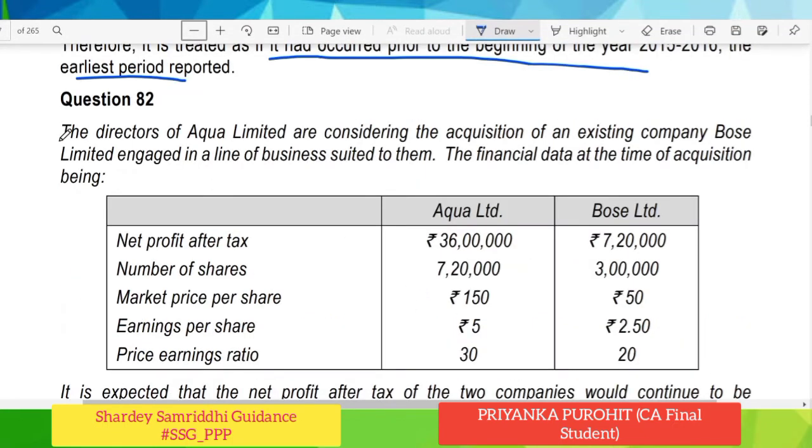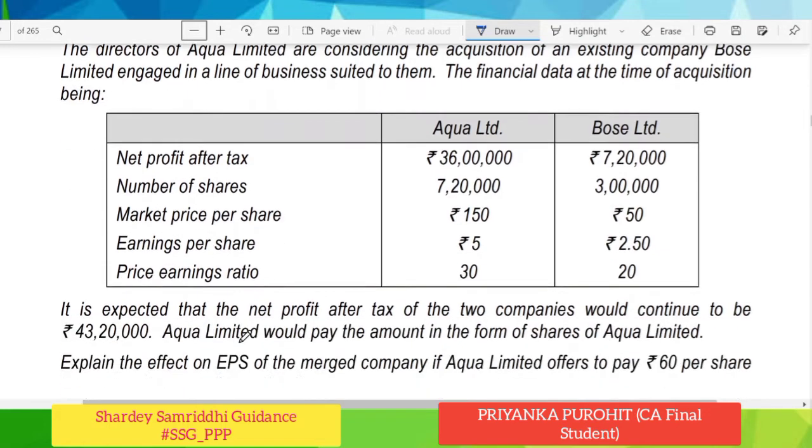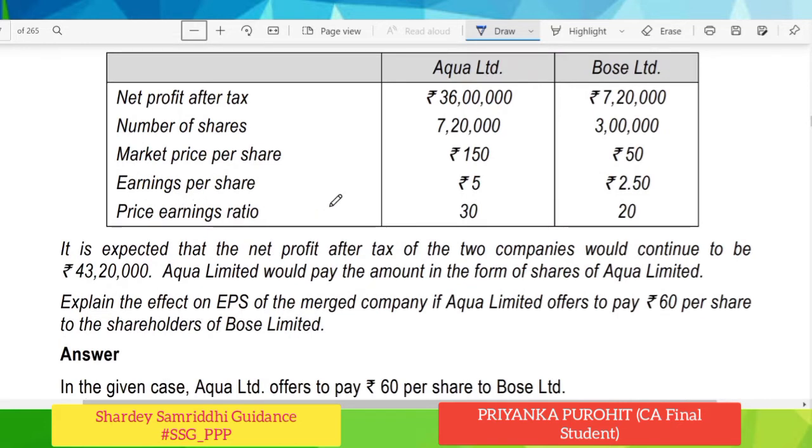Now let us look into the last question of the practice manual for AS20. The directors of Aqua Limited are considering the acquisition of the existing company Bose Limited, engaged in the line of business suited to them. The financial data at the time of acquisition of Aqua Limited and Bose Limited, net profit after tax, number of shares, market price per share, that is MPS, and earning per share, that is EPS, and also price earning ratio are given to us. What is price earning ratio? Price earning ratio is MPS divided by EPS. The 150 divided by 5 will give you 30.